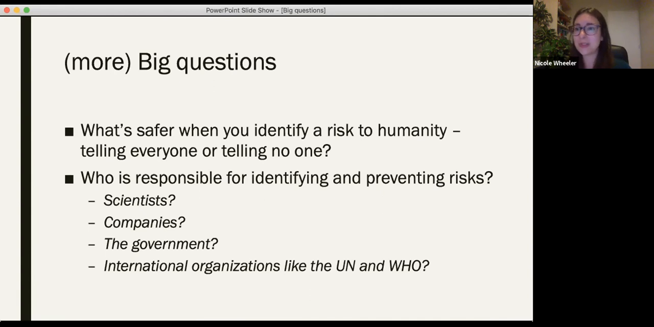And also, who's responsible for identifying and preventing risks? Is it scientists and companies who maybe create these technologies? Is it the government? Is it something above the government that's international? Who is responsible, and how do we incentivize people to be thinking about this during their work?